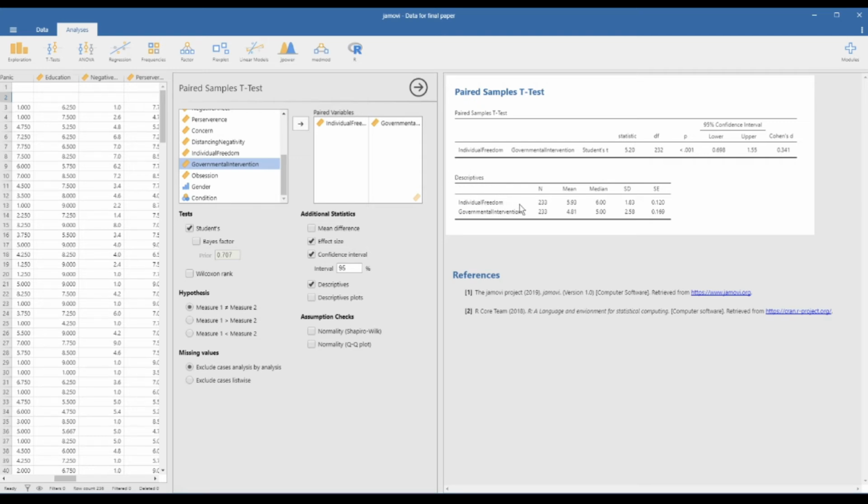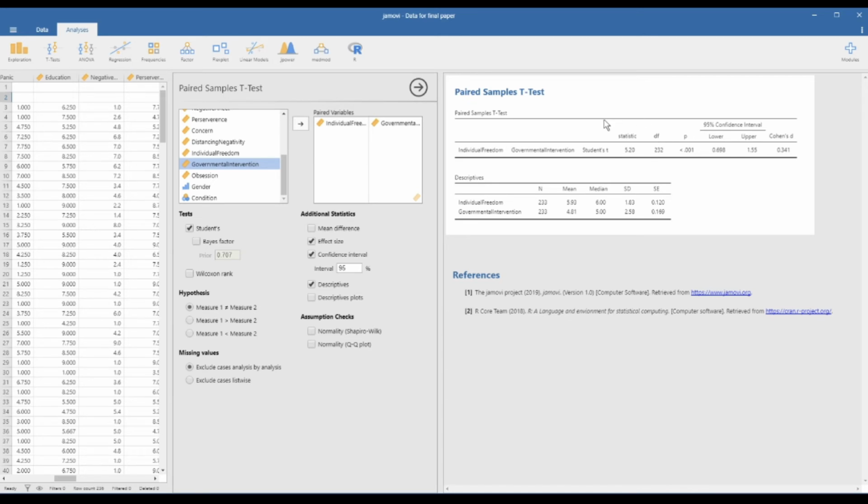This first line corresponds to the extent to which participants believe that people should be able to make their own decisions, and we found that participants reported an average of 5.93 with a standard deviation of 1.83 on that scale. Now, in this analysis, we're comparing that 5.93 to participants' perceptions of governmental intervention. And we see that the mean for governmental intervention is 4.81 with a standard deviation of 2.58. So participants are reporting at least a little bit higher values for support for individual freedom than governmental intervention, and we can see now whether that is significant or not.